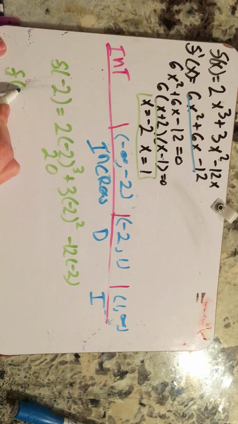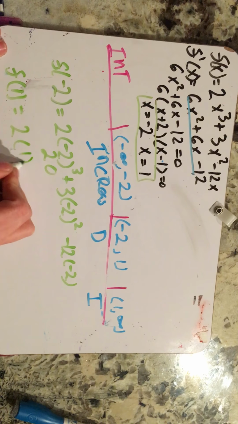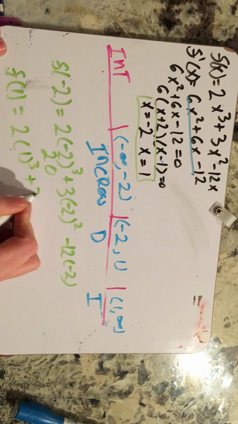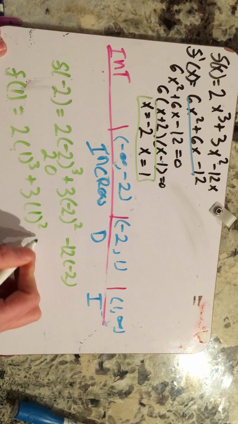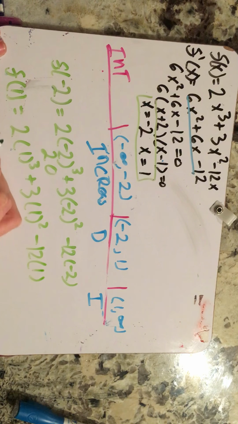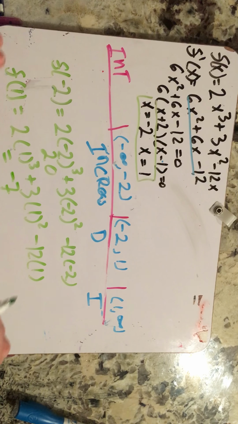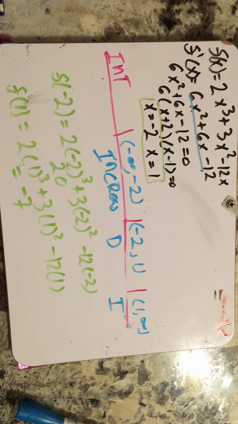Okay. And then if we do f of 1, that is equal to 2 times 1 cubed plus 3 times 1 squared minus 12 times 1. Right? We're going to find out that this is equal to negative 7. So what do we get from this? Let me make sure you can see this. There you go. What do we get from this?